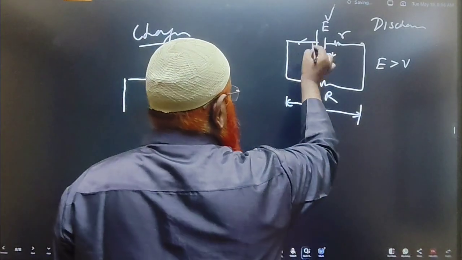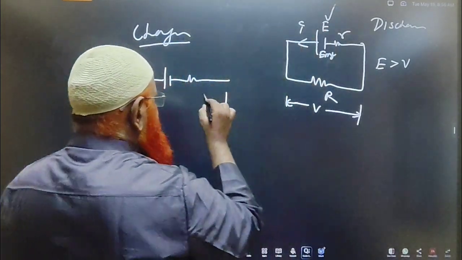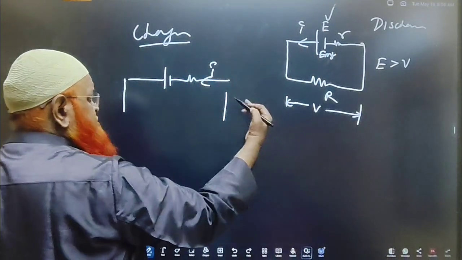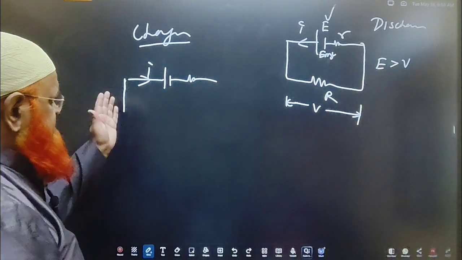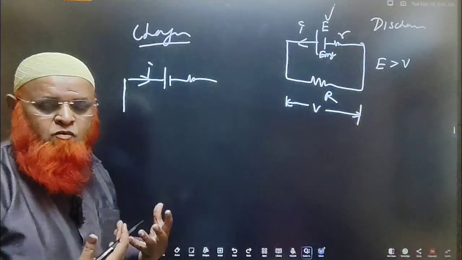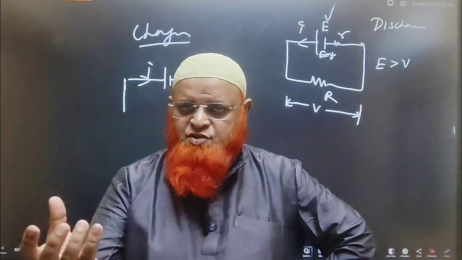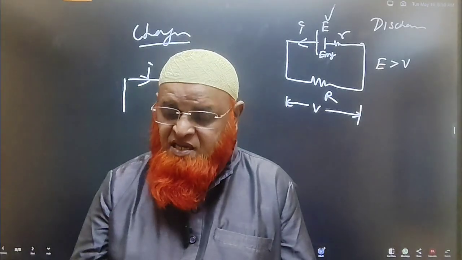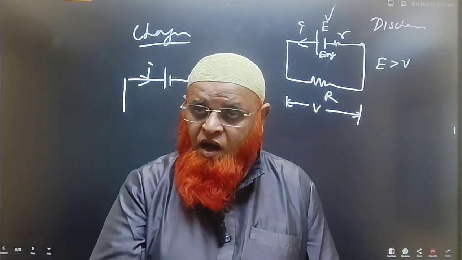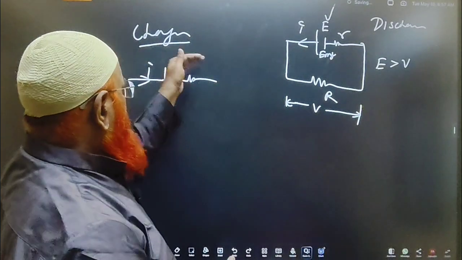See, discharging means current will come like this from higher to lower. Charging means current will pass from lower to higher, in the opposite direction. Here, current flows like this. Understood? As soon as you connect a battery to some device, it starts discharging. It's a natural process. Charging means current will flow in the opposite direction.